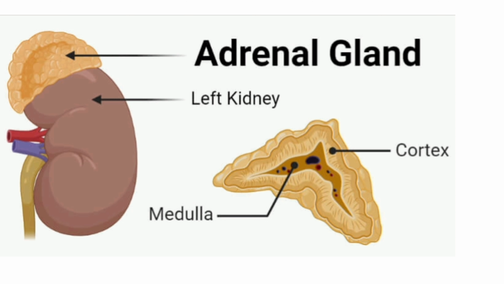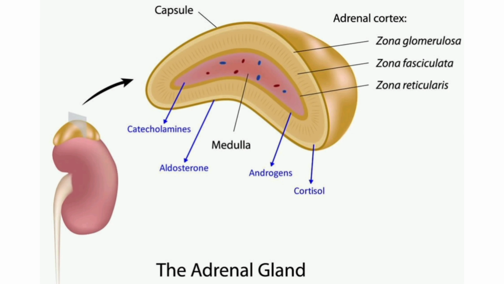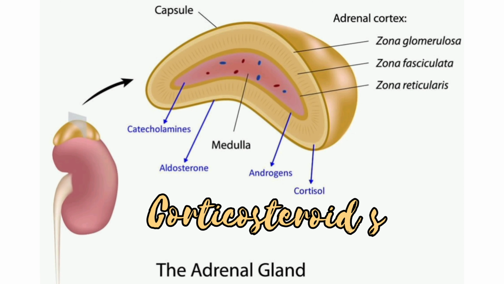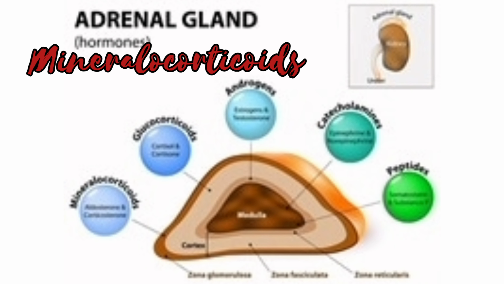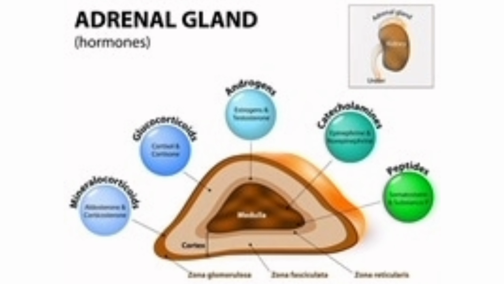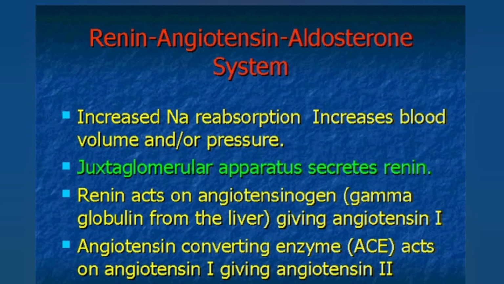Now the adrenal cortex. The adrenal cortex is further divided into three concentric layers, zona reticularis, zona fasciculata and zona glomerulosa. The hormones secreted by these three layers are collectively known as corticoids. Now there are two groups of corticoids, mineralocorticoids and glucocorticoids. Mineralocorticoids are also known as aldosterone. Aldosterone is the major mineralocorticoid found in our body.